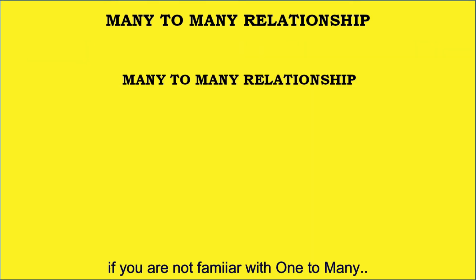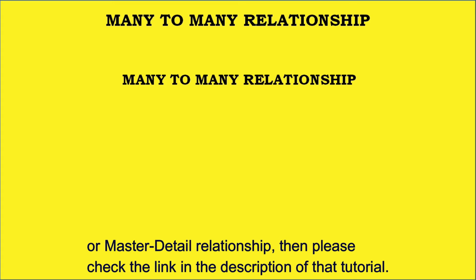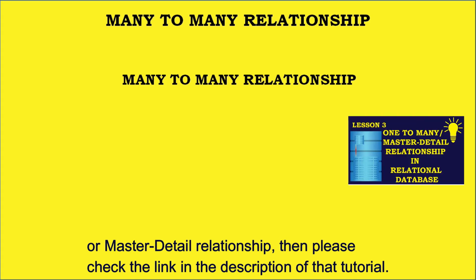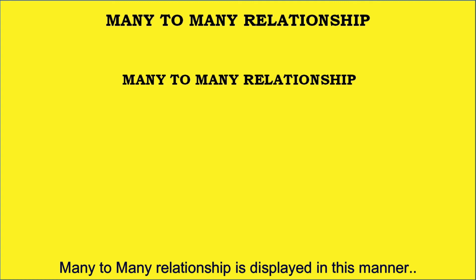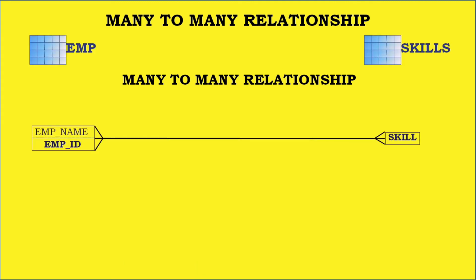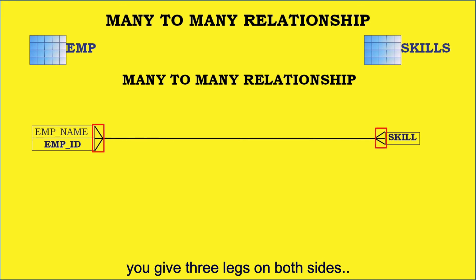If you are not familiar with one-to-many or master detail relationship, then please check the link in the description for that tutorial. Many-to-many relationship is displayed in this manner in a diagram. You give three legs on both sides as they are detail table to each other.